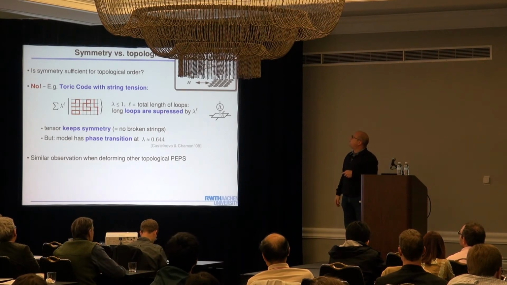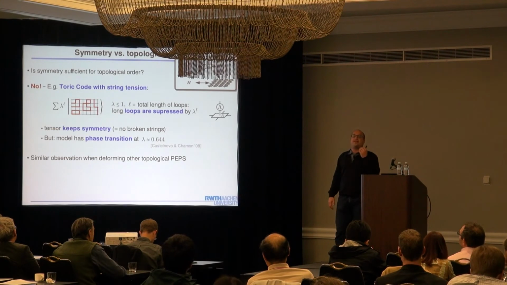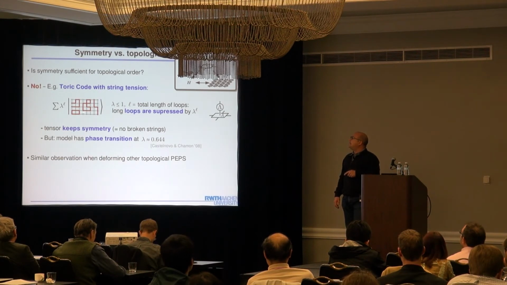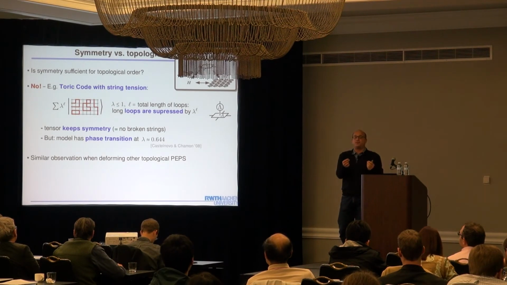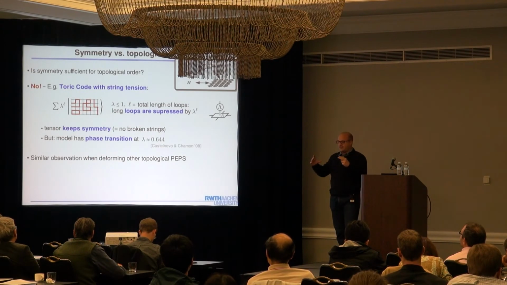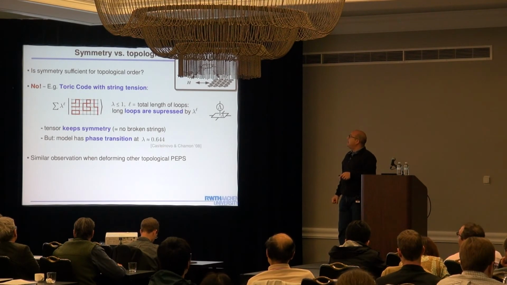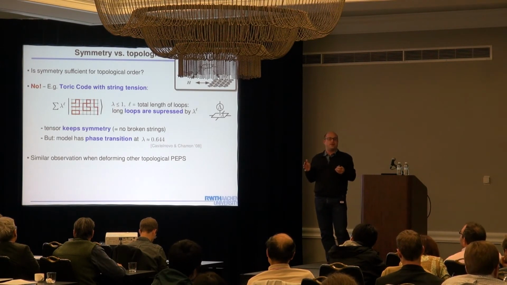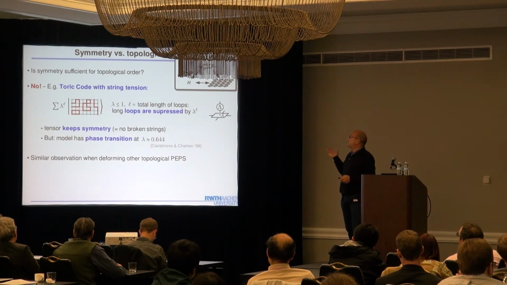But is it actually sufficient for topological order? Is it really true that if we have the symmetry, the system is topologically ordered? And the truth is it's not. One way to see it is, for instance, to take the toric code and then deform the wave function by penalizing states with large loops, right? So we try to suppress large loops by putting what one could call a string tension, so we force these strings to get shorter. And of course, if you make this tension large enough, if you suppress long loops strongly enough, you will be very close to a vacuum state. So this cannot be topologically ordered. There must be a transition somewhere.